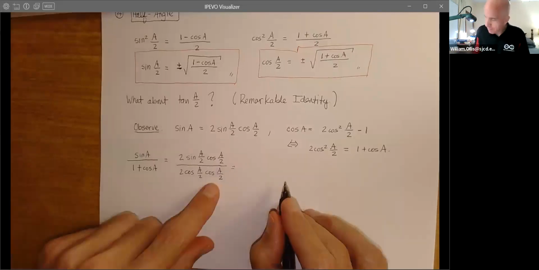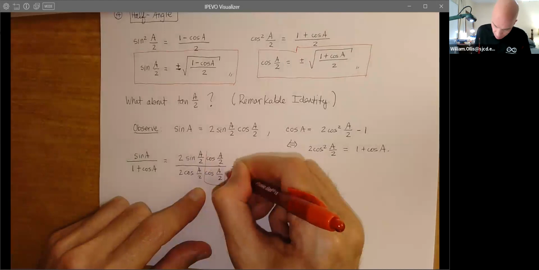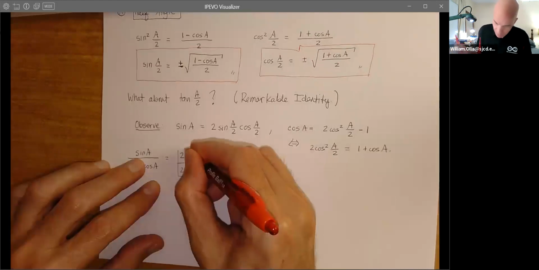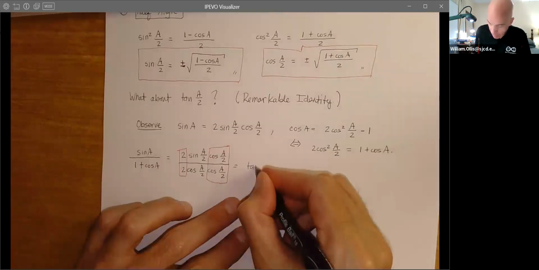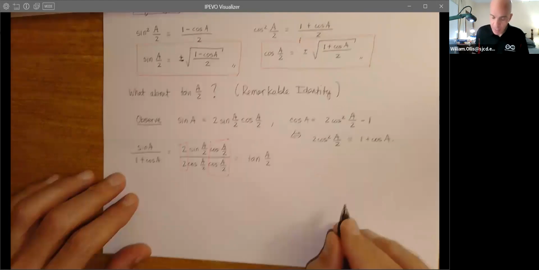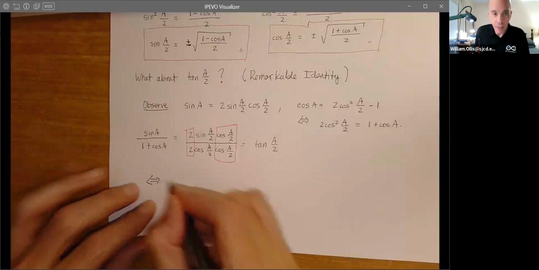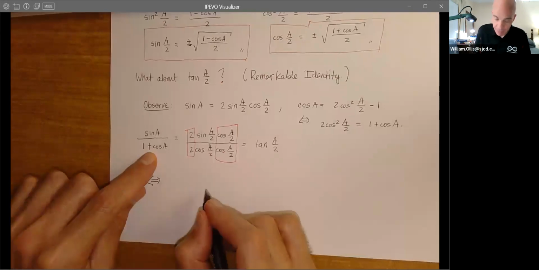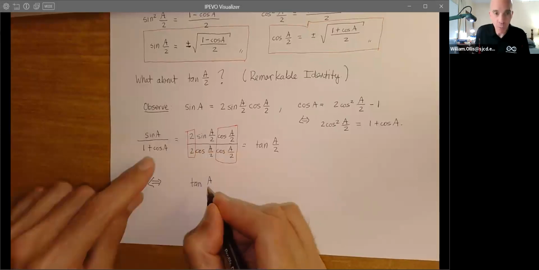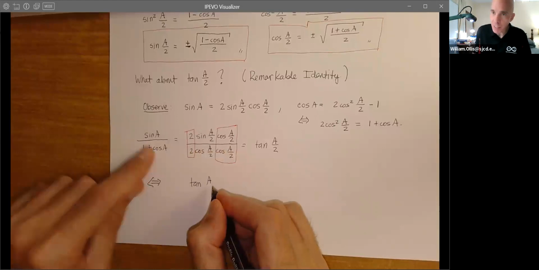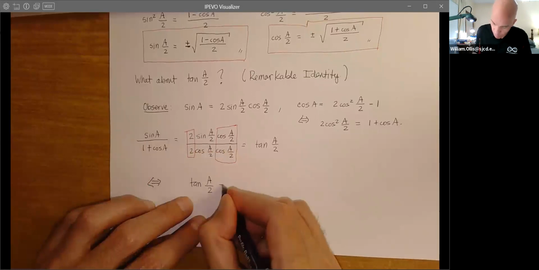But now note, the 2's absorb, and we're left with sine over cosine, which is tan A over 2. So there you have it. This is a remarkable formula, if and only if. And of course, you can conjugate this and rewrite it, but this is the most famous form. If you want to conjugate, multiply by 1 minus cosine A and divide by 1 minus cosine A, you can change up the form, but that's easy to do. But this formula is remarkable.